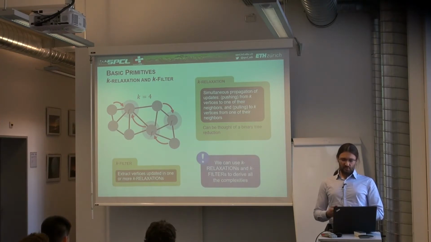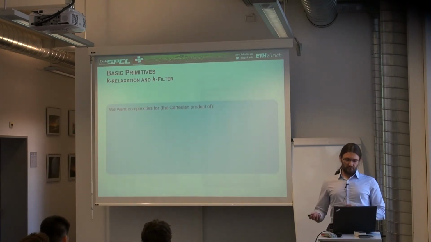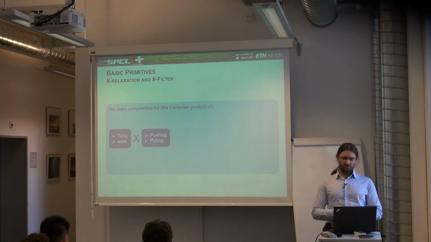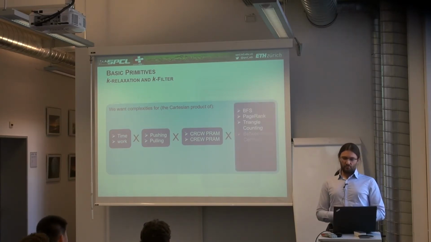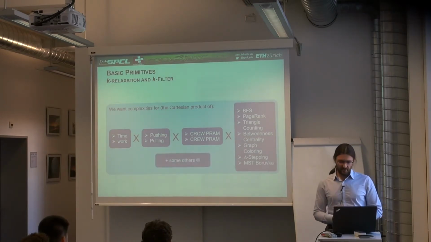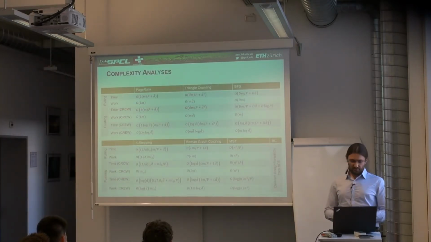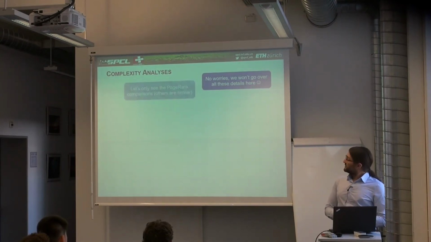Now it turns out that we can apply these primitives to obtain the complexities of all of these variants. What we wanted to do was obtain the complexities of the Cartesian product of time and work, the pushing and pulling variants, for both the CRCW and CREW models, times each of the algorithms we considered in previous parts of the project, plus a couple of other variants that I will skip here. And we did obtain all these complexities. But no worries, we don't have to look at them all right now, we'll just look at some of the most important highlights.